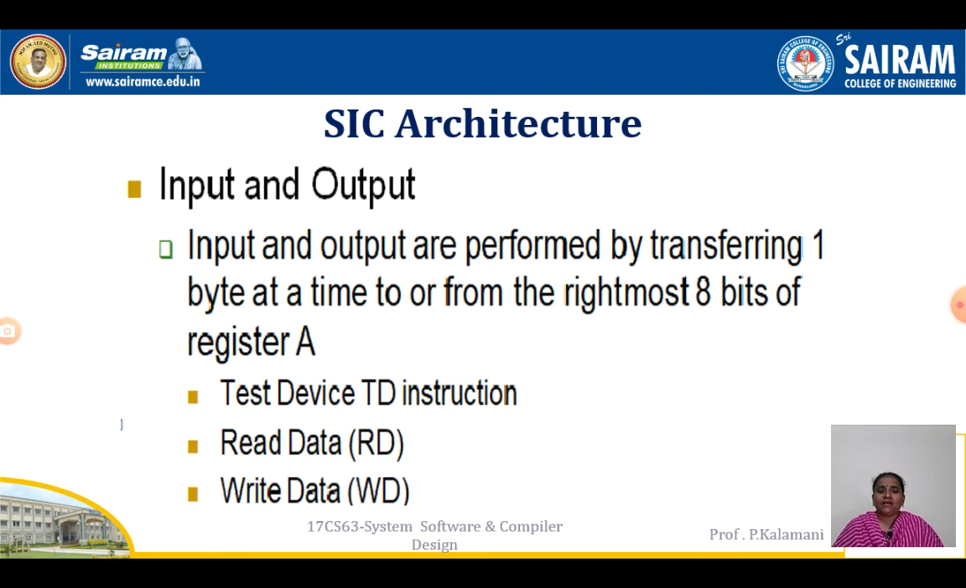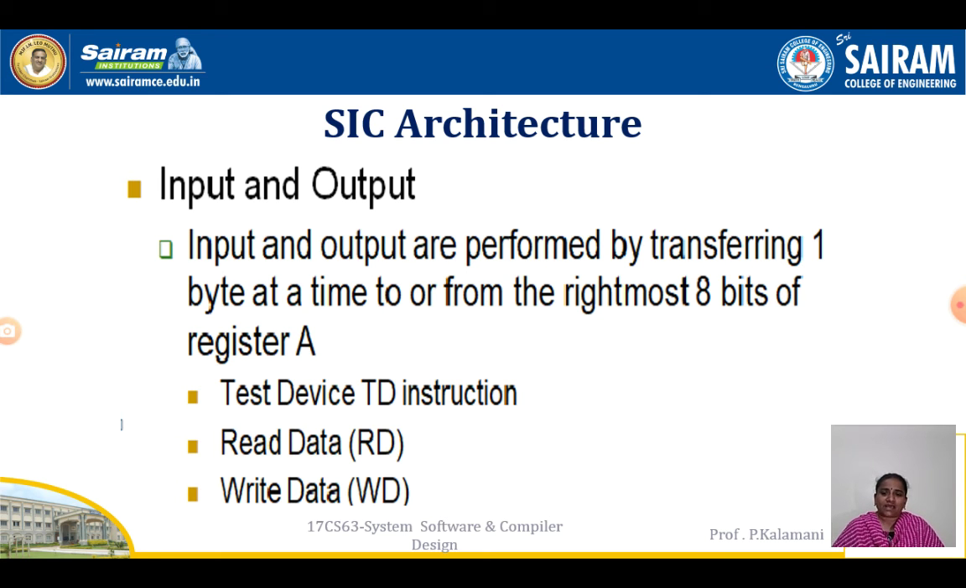Next we are having input output operations. Input output operations are performed by transferring one byte at a time to or from the rightmost 8 bits of register A. Either we transfer the 8 bits of data from the input device to the rightmost 8 bits of accumulator, or transfer the data from the rightmost 8 bits of accumulator to the output device.